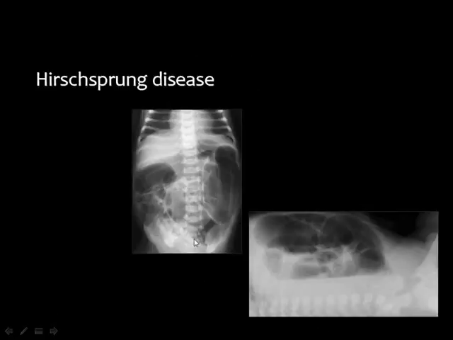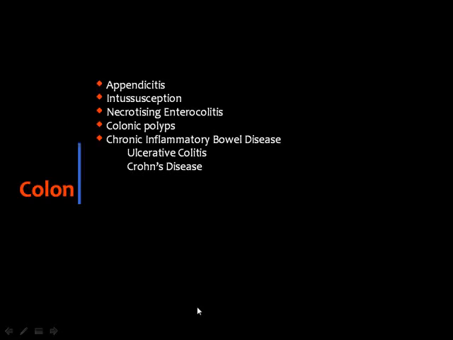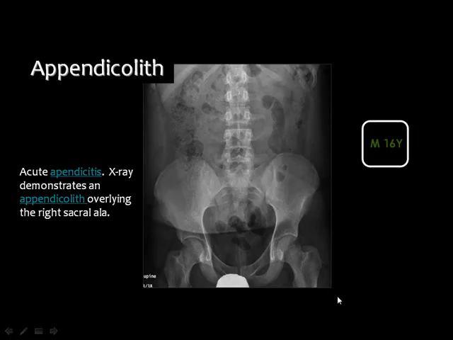And in this patient, you can diagnose easily intestinal obstruction because of the distension of the bowel with air, as well as the multiple air fluid levels. But injecting barium will delineate this particular area of narrowing with proximal huge dilatation of the colon, diagnostic of Hirschsprung disease. Then acquired lesions in the colon will include appendicitis, intussusception, necrotizing enterocolitis, as well as colonic polyps and inflammatory lesions.